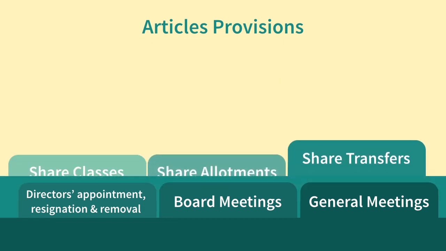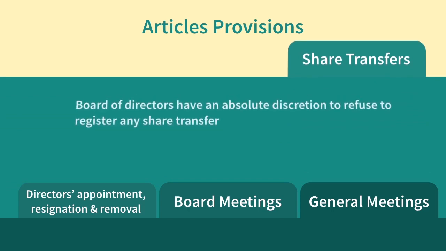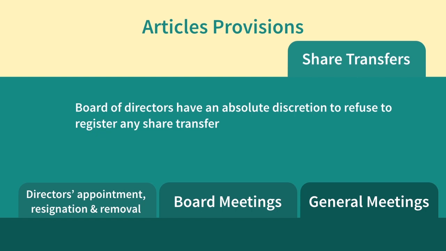Articles Provisions on Share Transfers. The model articles give the Board of Directors an absolute discretion to refuse to register any share transfer, but other common alternatives are pre-emption provisions on any transfer, so that shares have to be offered to existing shareholders before they can be sold to anybody else, or that all shareholders must consent to any transfer, or special transfer provisions, for example, that shares can be passed to members of a shareholder's family, or that some classes of shares are treated differently from others.